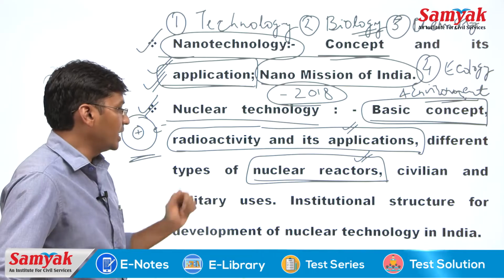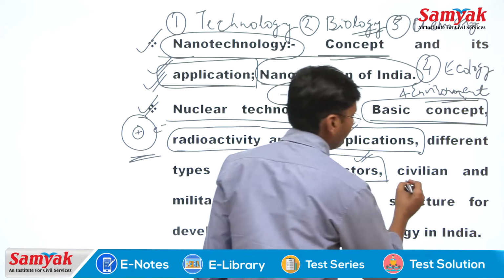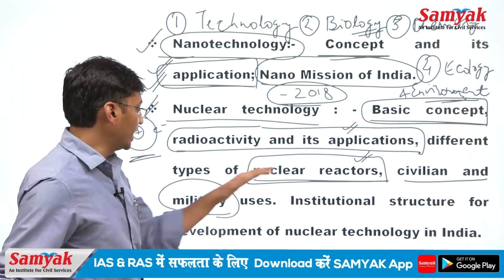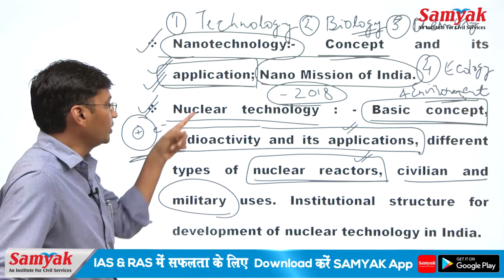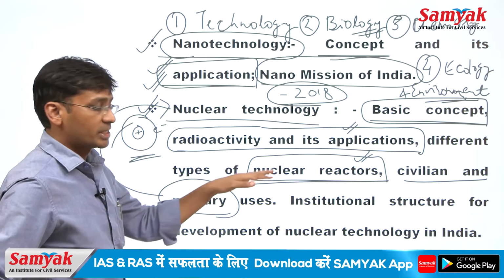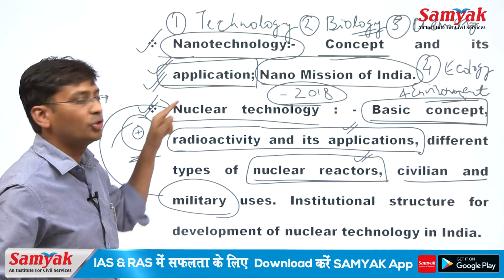The next is the civilian and military uses, that is what are the civilian as well as the military uses. Civilian uses means for the public and the military uses means for the defense of the nuclear technology. Okay. So, what are the uses, civilian as well as the military uses of the nuclear technology.